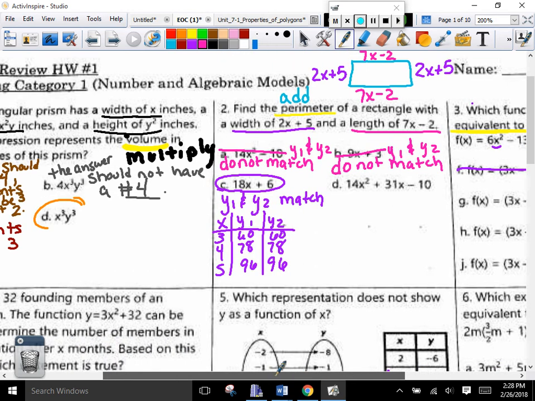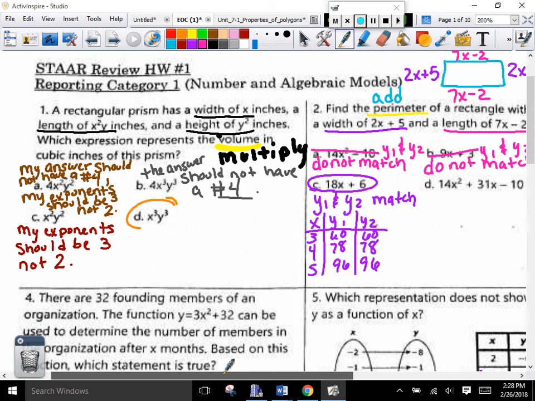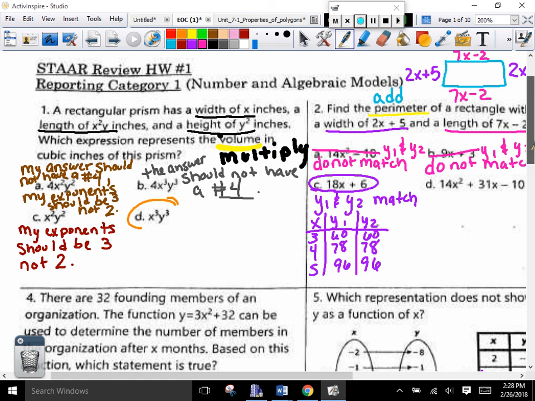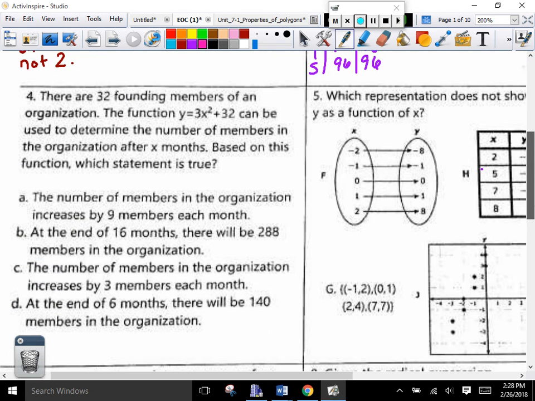We're moving to problem number 4. For problem number 4, it says there are 32 founding members of an organization. The function y equals 3x squared plus 32 can be used to determine the number of members in the organization after x months. Based on this function, what statement is true?